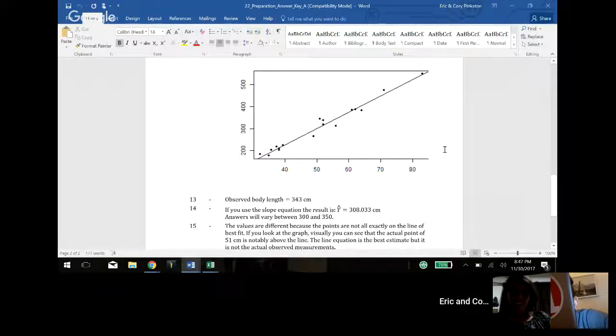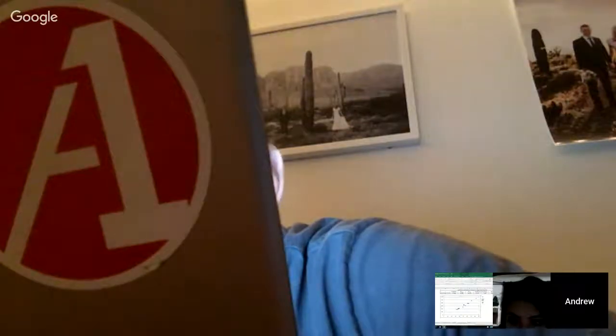Okay. The 12 is about the scatter plot. How do you draw a regression line in the scatter plot? You just do a straight line. You need to click on the points in the graph, and then you need to, I don't remember how it says it.